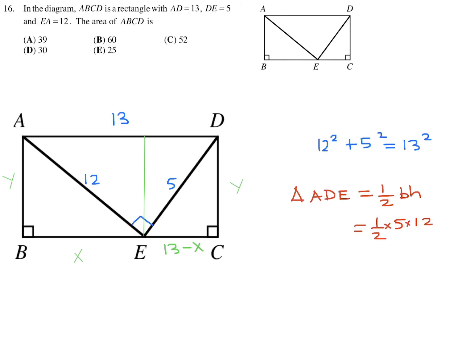And therefore, this looks like 30. So therefore, the entire rectangle is double that, because like I had previously mentioned, this part is the same as that part, and this part is the same as that part in terms of area. So the area of the rectangle is just 2 times this 30 that we figured out, which is 60. So number 16, the answer is B.